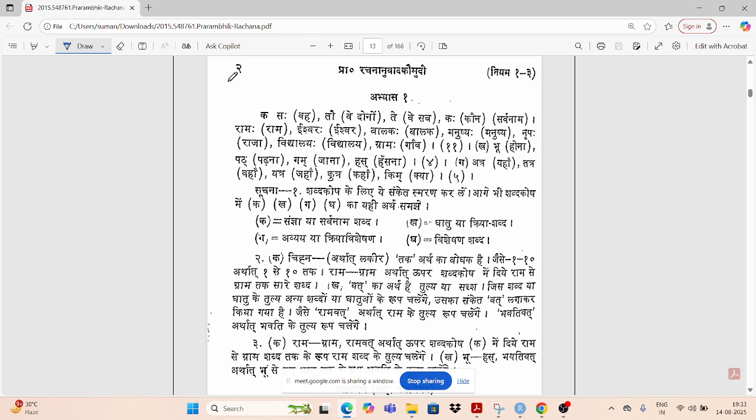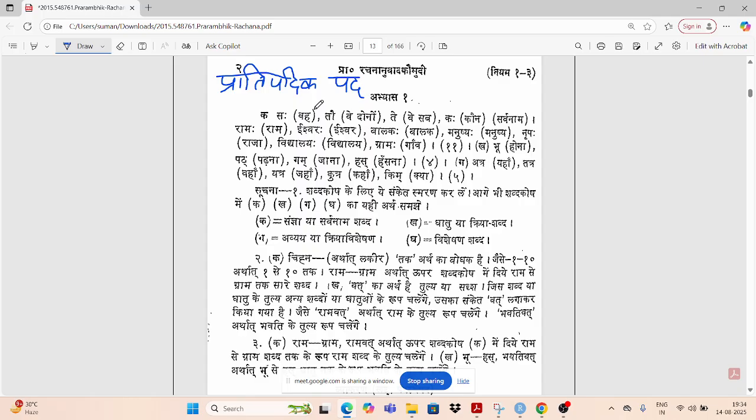Pratipadika. So there are two terms that we need to know very clearly. I'm writing it with my mouse, so that makes the writing very slow, but pardon me for that. Pratipadika, and the other term is pada. So two terms, very important.